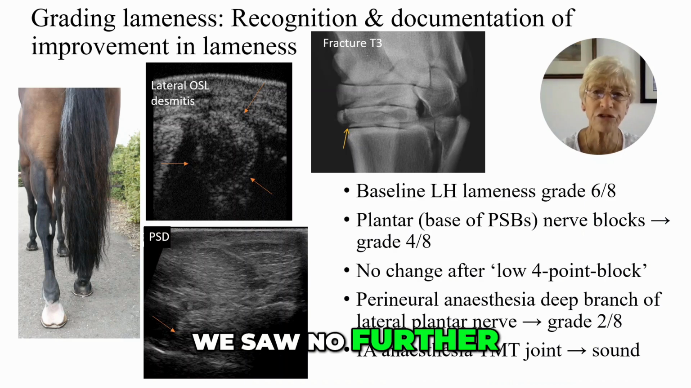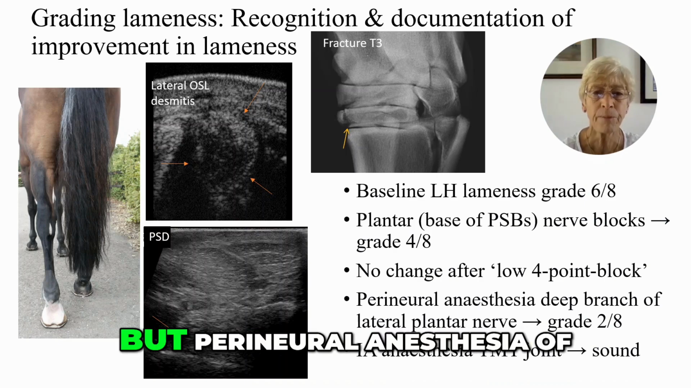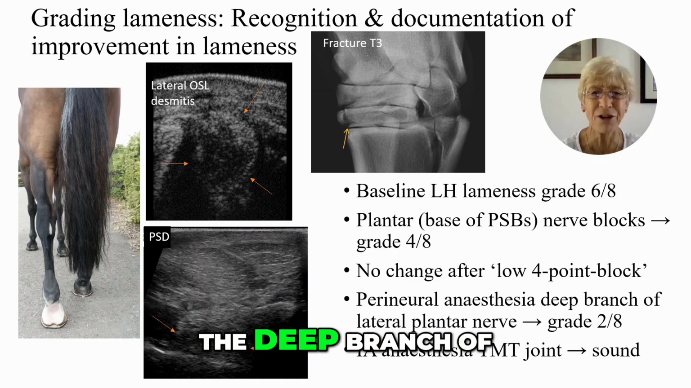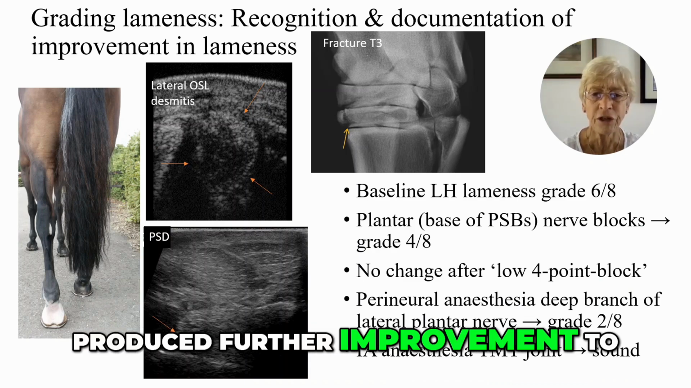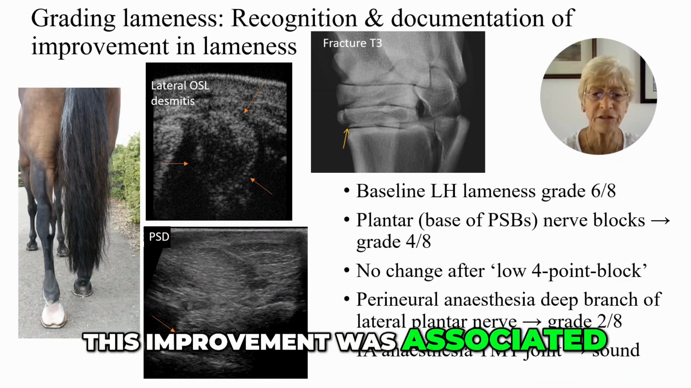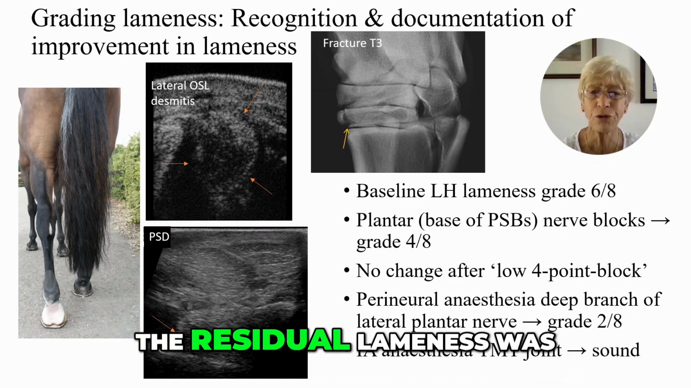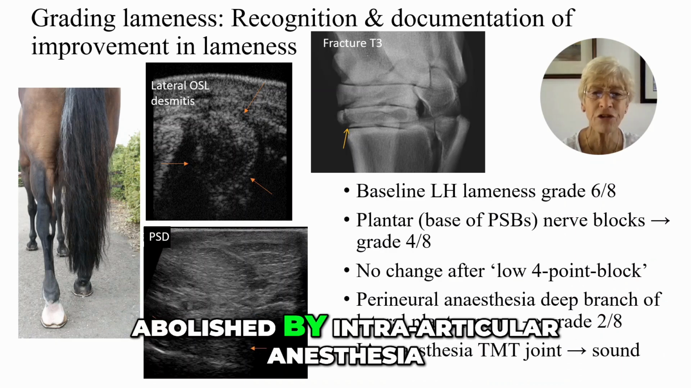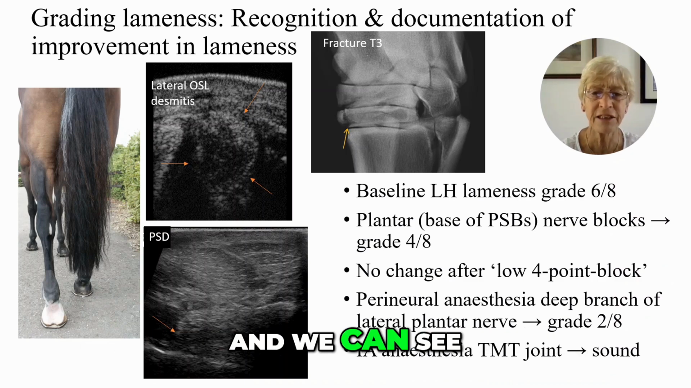We saw no further change in the lameness after a low 4-point block, but perineural anesthesia of the deep branch of the lateral plantar nerve produced further improvement to grade 2 out of 8. This improvement was associated with proximal suspensory desmopathy. The residual lameness was abolished by intra-articular anesthesia of the tarsometatarsal joint, and we can see that there is a fracture of the third tarsal bone.